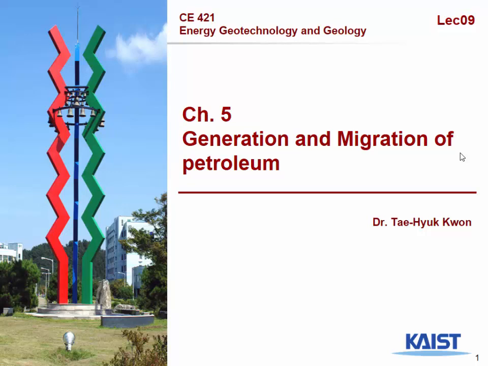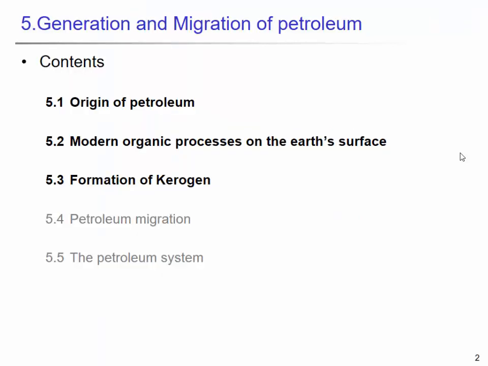So chapter 5 is about generation and migration of petroleum. The contents: we'll talk about the origin of petroleum and modern organic processes on the Earth's surface. These two talk about how petroleum is generated, and the formation of kerogen is also about the origin of the petroleum. Sections 5.4 and 5.5 are about the migration to the reservoir.